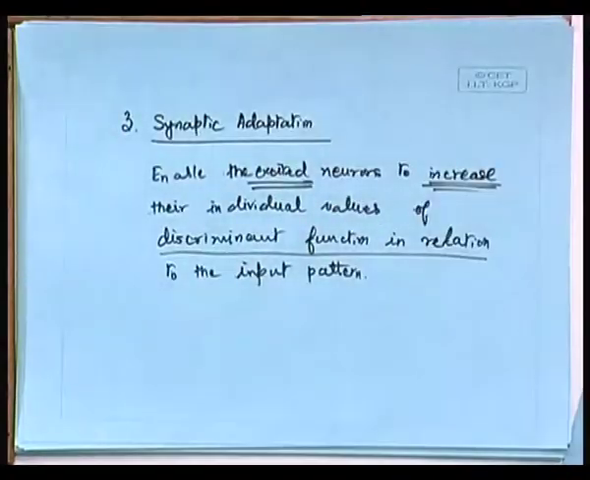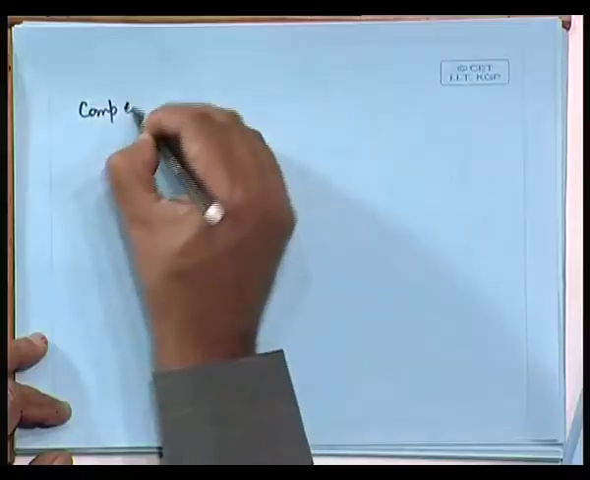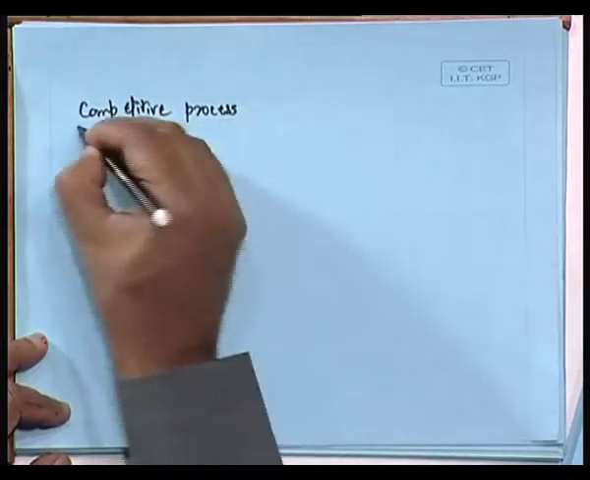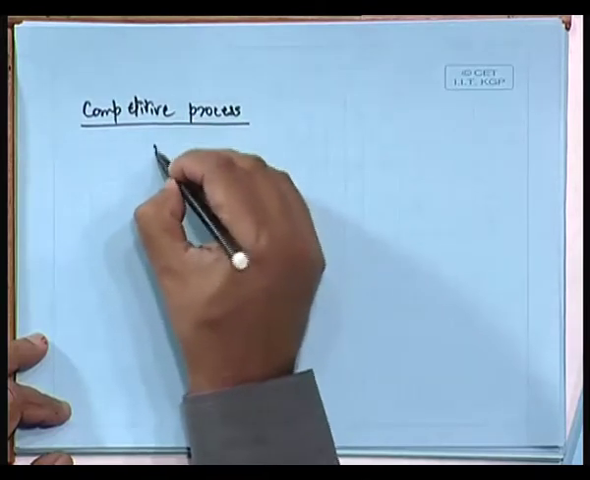So, these three are the essential steps: the competition, the cooperation, and the synaptic adaptation. And we will be first talking about the competition mechanism. Let us go over to the mathematical modeling of the competitive process. There, as before, we are considering an m dimensional input.